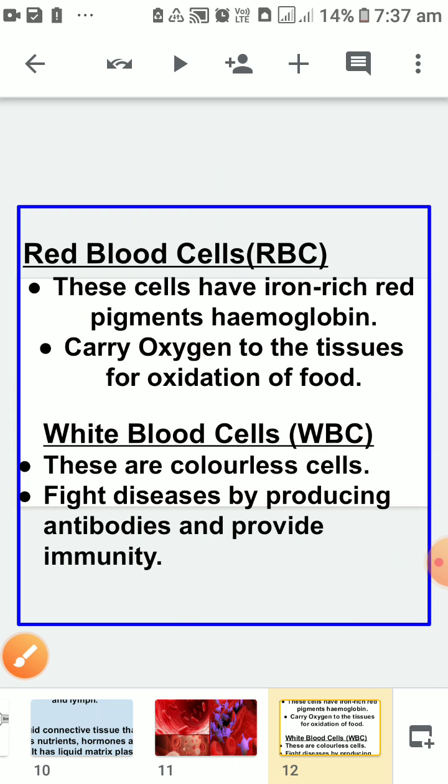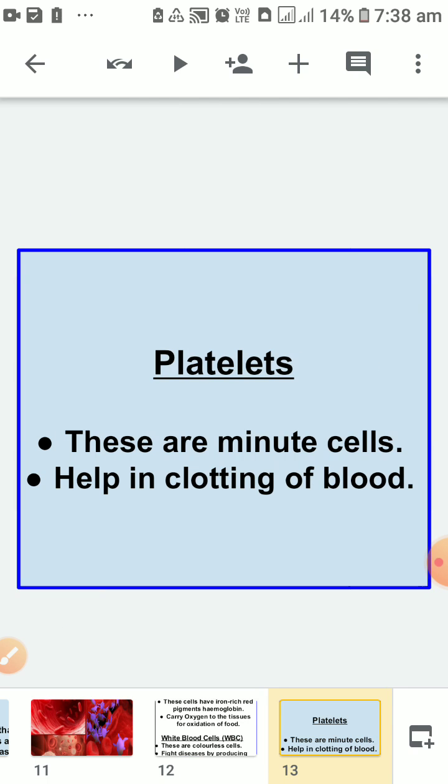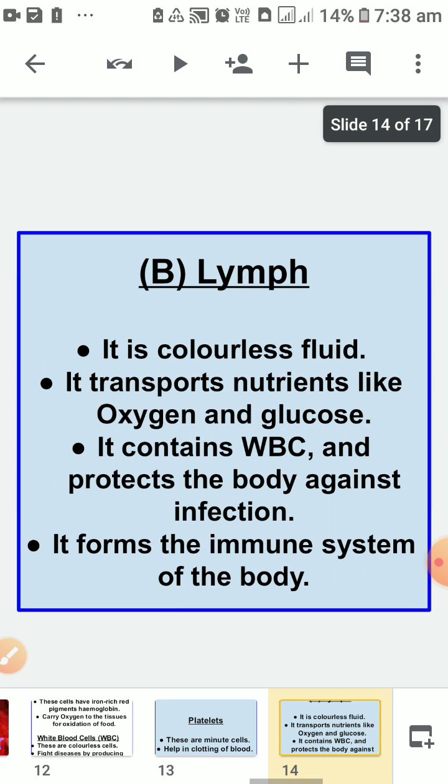Red blood cells have iron-rich red pigments known as hemoglobin. It carries oxygen to the tissues for oxidation of food. White blood cells are colorless cells. They fight diseases by producing antibodies and provide immunity. Platelets are minute cells which help in clotting of blood.